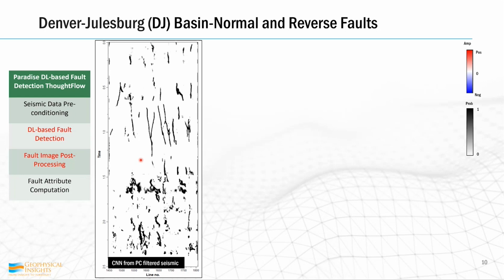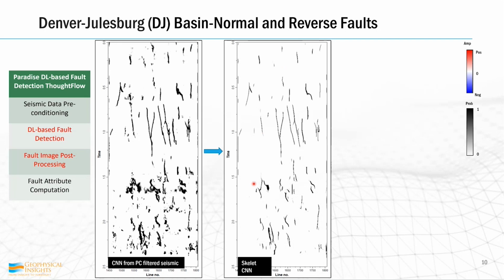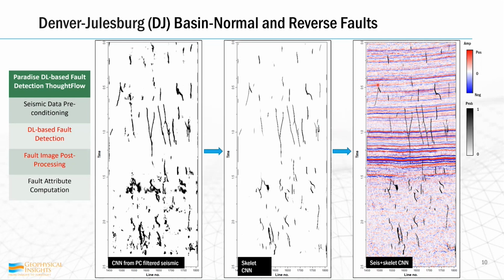That's why we apply the fault image post-processing, which is the third step in this Paradise workflow. The middle one is showing the CNN result after the post-processing. Comparing these two, note that the false positives have been significantly suppressed, and the fault resolution has been improved compared to the original CNN result. Then we co-render them together to highlight those faults on the seismic data. Note that the faults can be well addressed and detected on this seismic data.